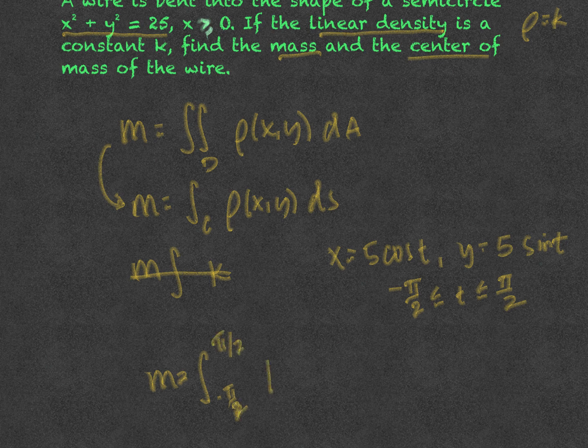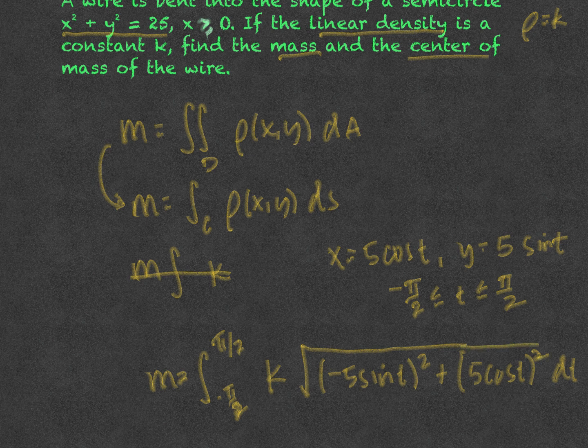And our rho is a constant k. And then we have the square root of the derivative of x, which is negative 5 sine t, quantity squared, and the derivative with respect to y is 5 cosine t, quantity squared. And then we're integrating with respect to t.